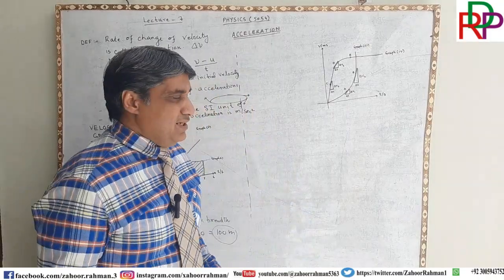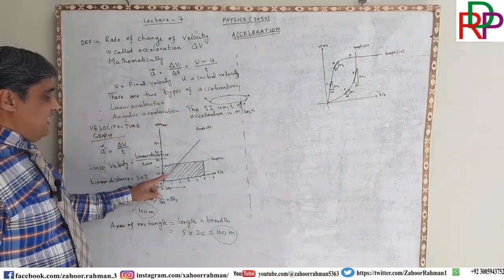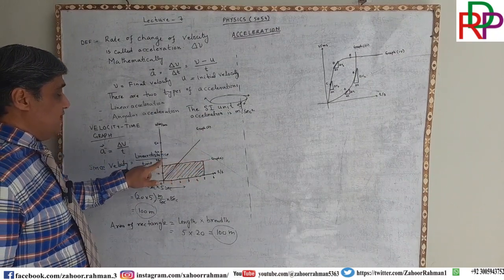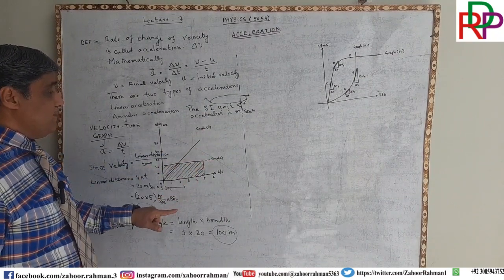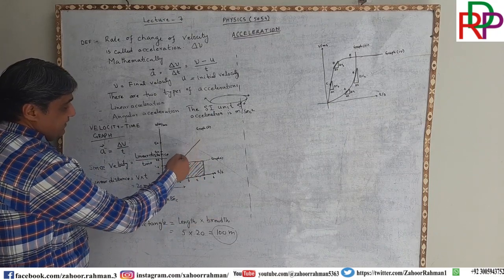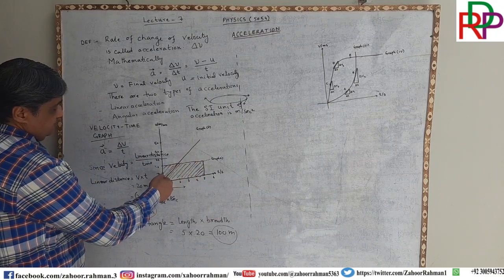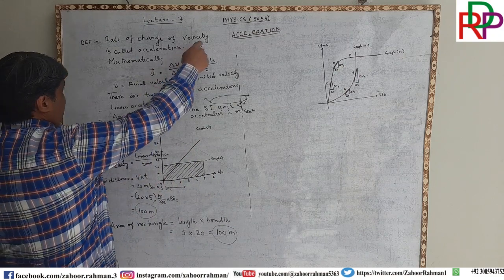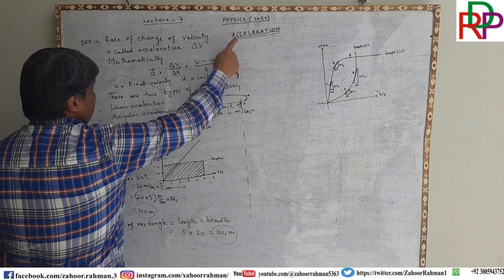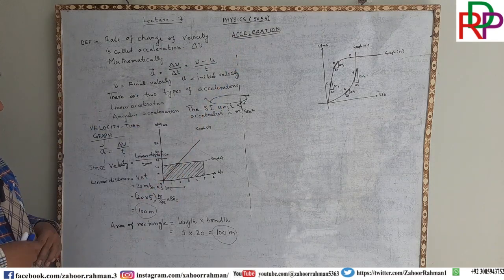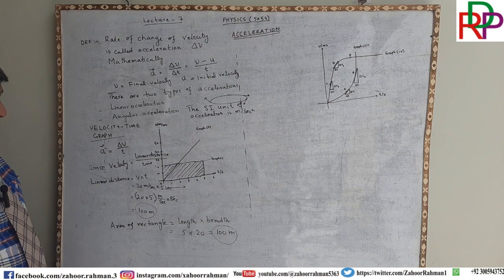Now we are turning our focus to the second. This is graph number 2 and this was graph number 1. Remember that the gradient of a velocity-time graph gives us acceleration. The gradient is giving us acceleration.